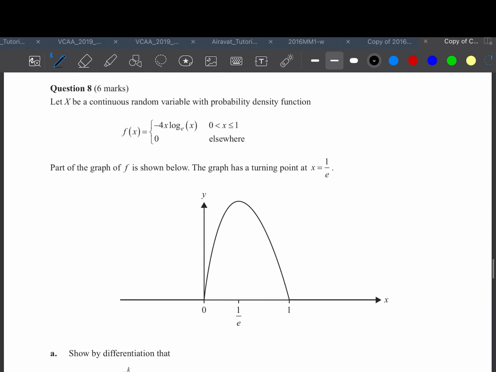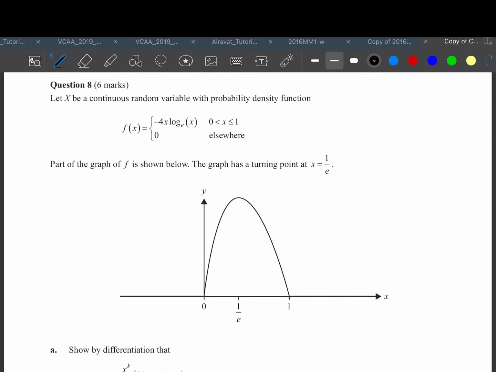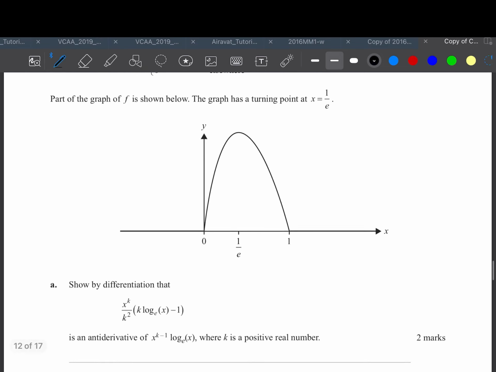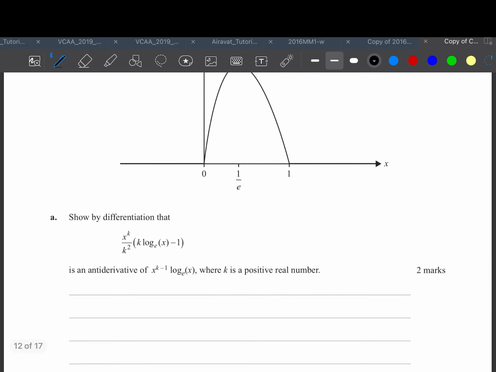Question number 8, last question of this exam. So we are given this probability density function over here. We are also given a graph of it, and we are given that it has a turning point at x equals 1 on e. So pretty good. Show by differentiation that x to the power of k over k squared times this whole thing is the antiderivative of that, where k is a positive number.